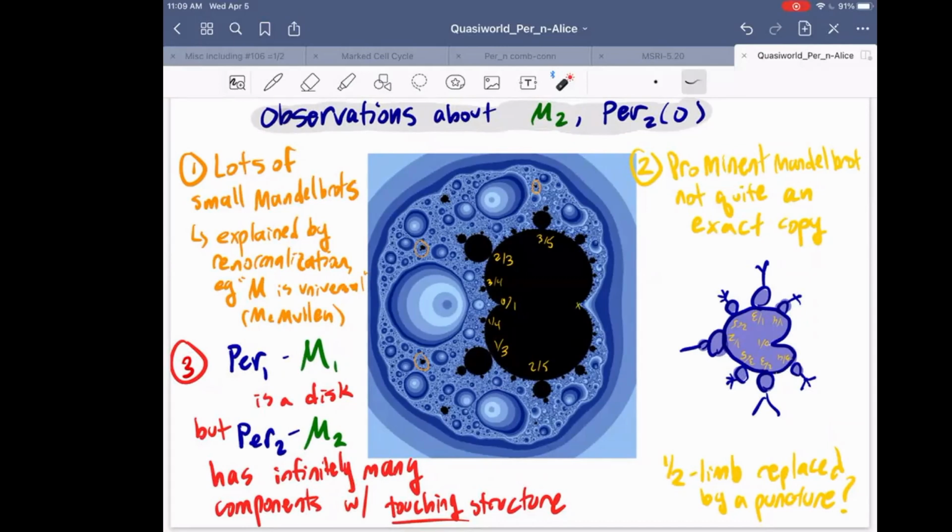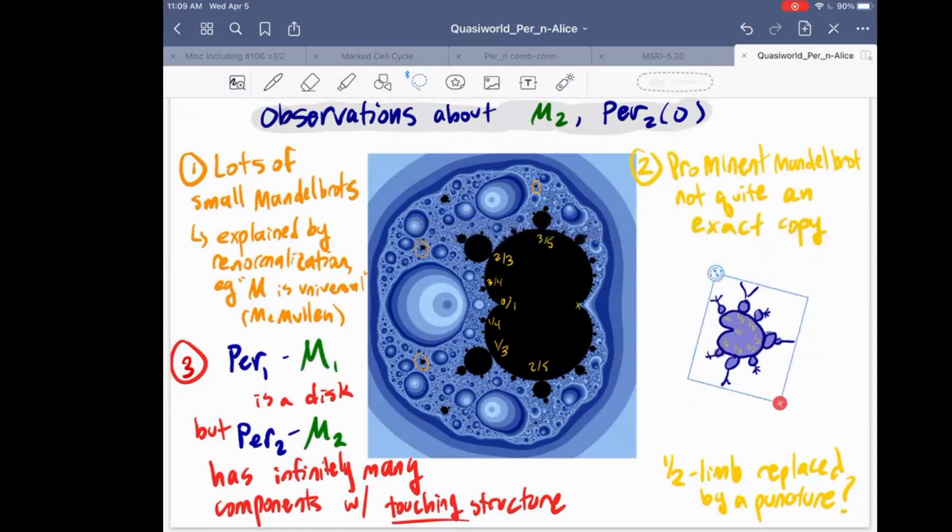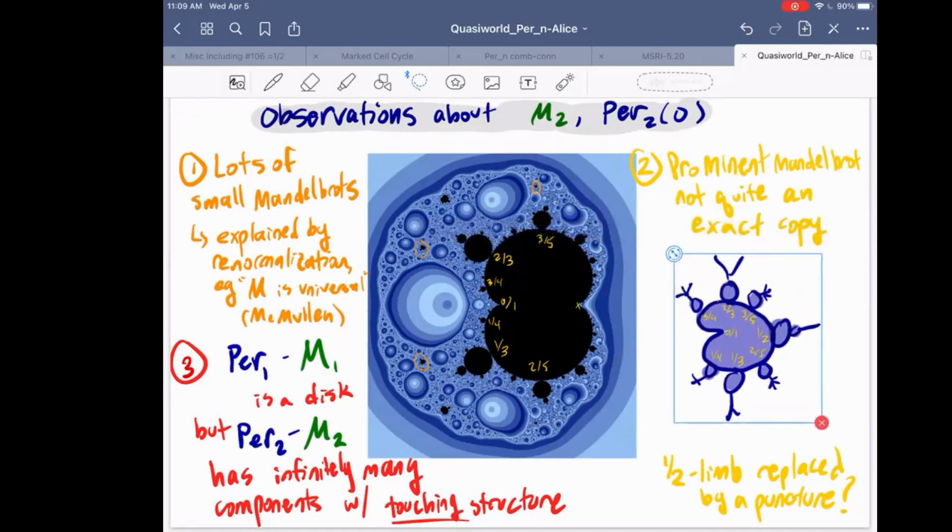But then you'll also notice that there's this really big prominent Mandelbrot-set-looking thing, which I like to call a Mandelfold because it's locally a Mandelbrot set. And it's not quite an exact copy because it has two cusps instead of one, and it's somehow missing a 1/2 limb. So if you're familiar with the Mandelbrot set, you'd see that it looks like this. We're actually going to rotate our Mandelbrot set just because of the parameterization.